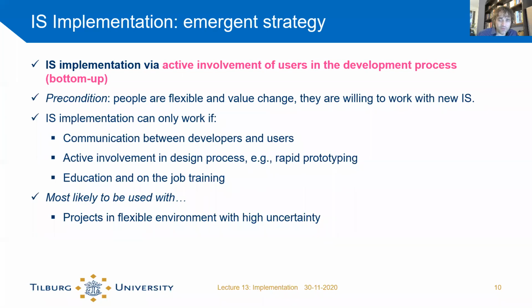And people who implement the system need to actively involve the user. So a high degree of communication between developers and users, and active involvement in the design process, such as rapid prototyping, agile, Scrum, basically everything that's popular now in developing applications, belongs to the emergent strategy. And finally, this means that you have to educate people in using a new system, but especially via on-the-job training. So during the implementation process.